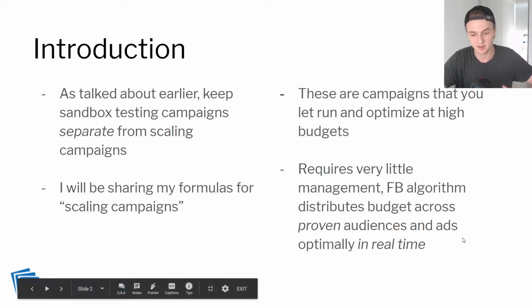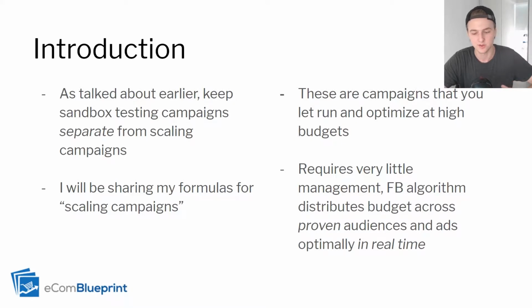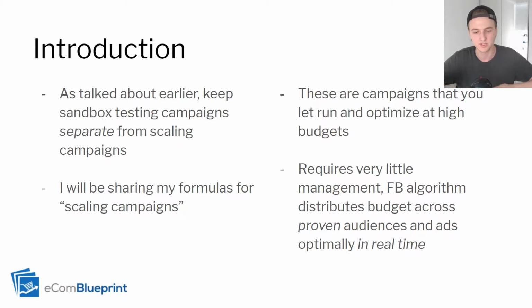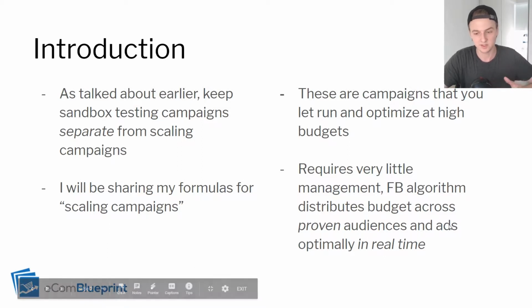These scaling campaigns are really powerful because they have a lot of budget. You just let them optimize, and Facebook decides everything for you. It decides who is the best people to target today, what's the best ad today, and so on. This obviously works a lot better at high budget, and this is why I only recommend doing this for the scaling campaigns. For the sandbox campaigns, you don't care about the optimization. You're just testing different things. You can pause ad sets, you can duplicate, you can increase budgets, you can do whatever you want in a sandbox campaign. But for scaling campaigns, you want to let it run at high budget and let it optimize.